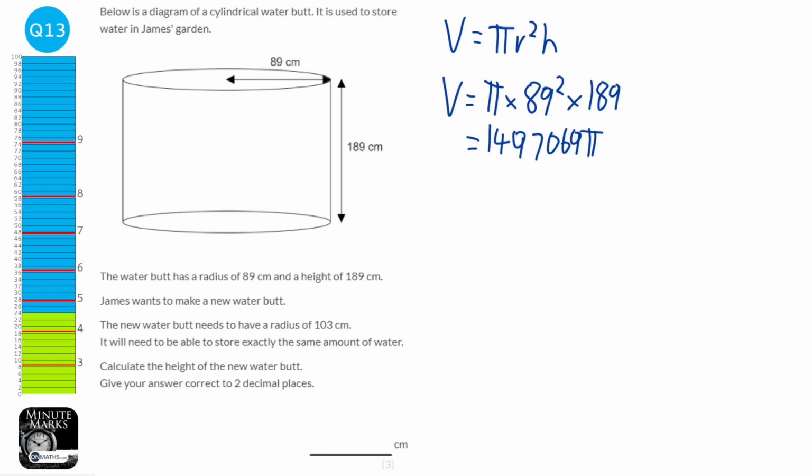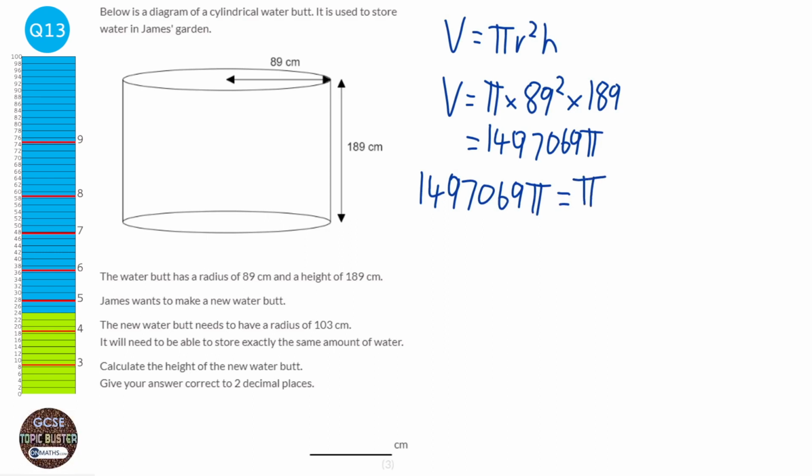Now, what we want is the volume to stay the same, so we're going to keep that as the volume, 1497069 pi. But we want the radius to change, so instead of the radius being 89, we want the radius to be 103, so times 103 squared, and we're trying to work out what the height is.